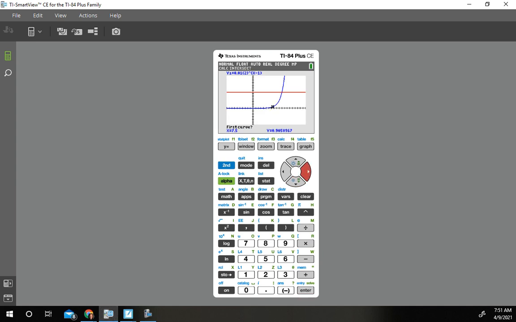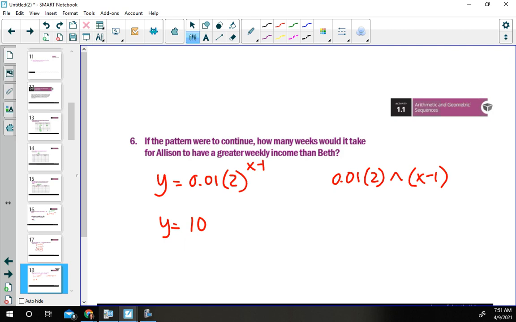I'm going to use my left and right arrows to get over there. And I'm going to press enter 3 times because it's going to go through my first curve, which is my blue one on mine, my second curve, which is my red one, and then it's going to tell me to guess. Okay, so at 11, I should be overtaking Beth. So at 11 weeks, I should be going over. Okay, because at 10.96, that's when they're about the same.